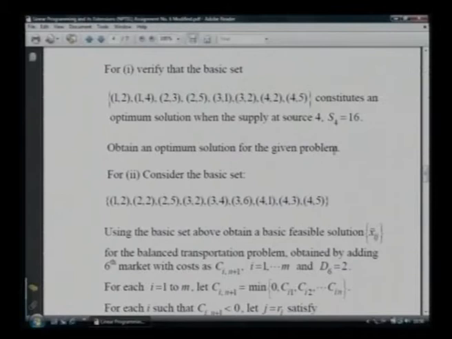Now, we have to obtain the optimum solution for the given problem, which is the unbalanced one. Just go ahead, starting with the given basic feasible solution, which is optimum for S4 equal to 16. You have to obtain an optimal solution now. So go ahead and do it. Fine.